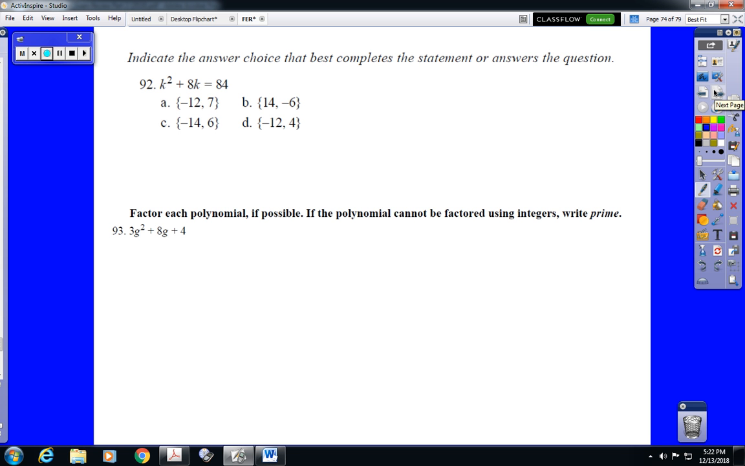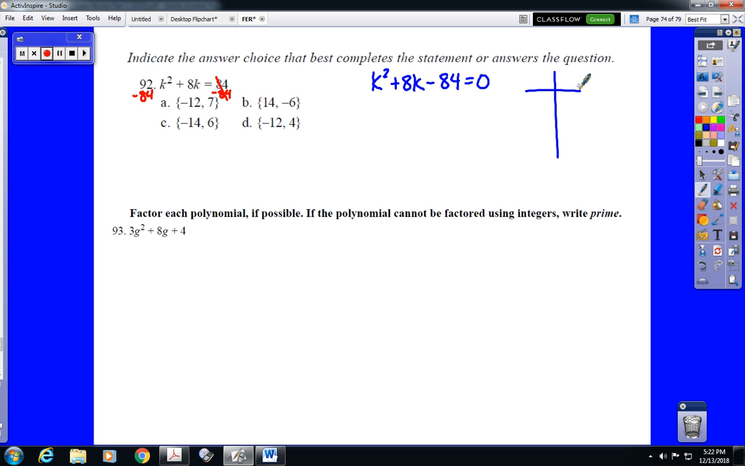On 92, it says indicate the answer choice that best completes the statement or answers the question, and it gives us the equation k squared plus 8k equals 84. Remember that anytime we solve a quadratic, we need to first have it equal to 0. So the first thing we need to do is subtract 84 from each side. So we're going to go minus 84, which will move it to the other side and give us an equal 0.